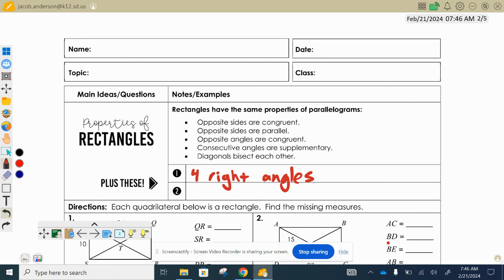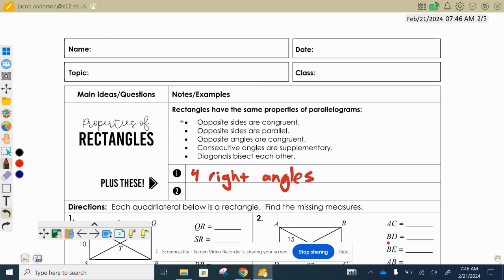And you might be thinking that that's a property of a square, but really that's more of a property of a rectangle. It is true for a square, but it is a rectangle property. And we're going to talk about squares a little bit later. But for right now, all I need you to know is that that is the property of a rectangle, that they have four right angles.